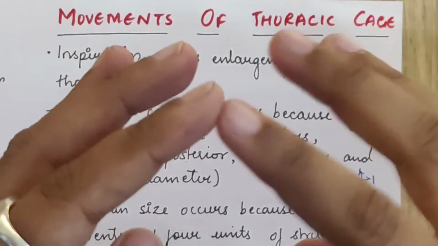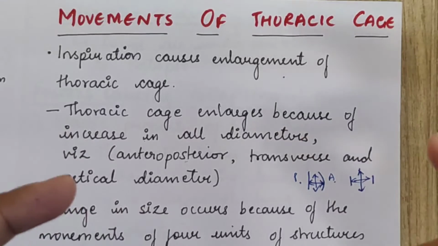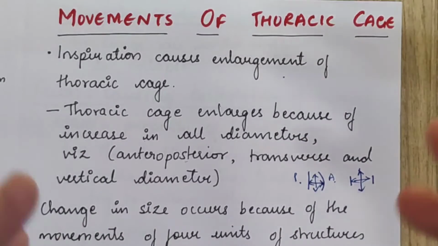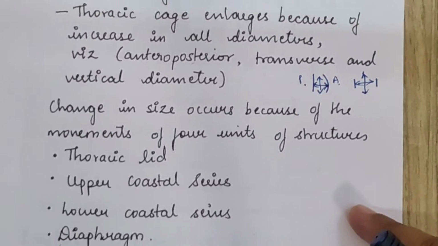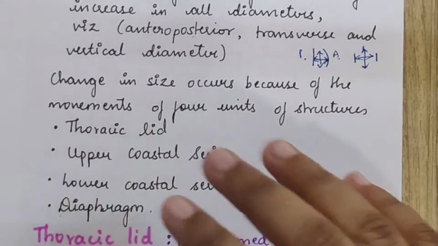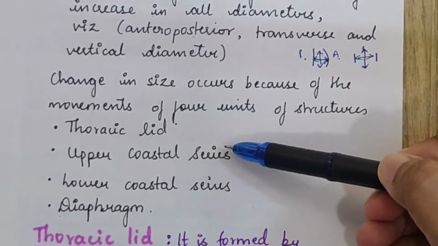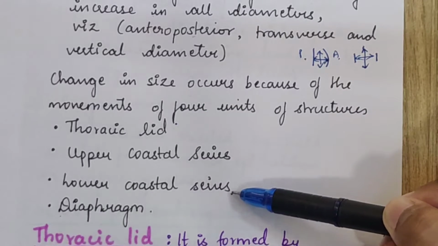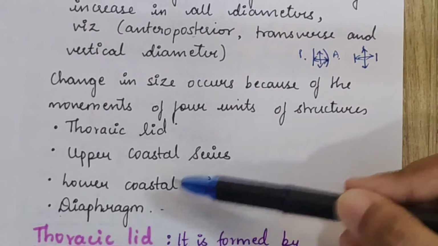So if the thoracic cage has to expand, all these diameters have to change. Change in size occurs because of movements of 4 unit structures: thoracic inlet, upper costal series, lower costal series and the diaphragm.